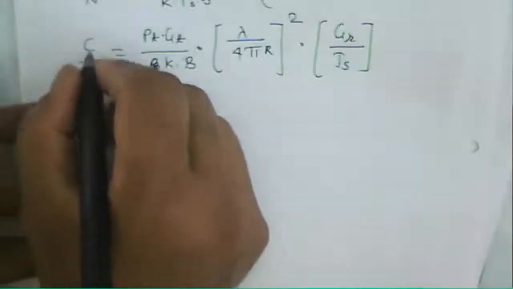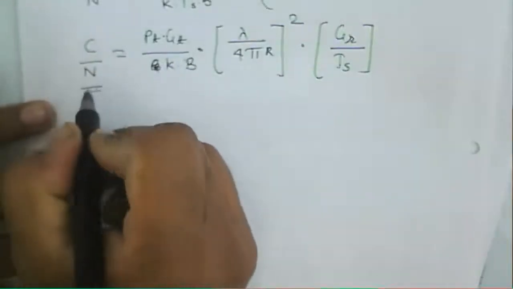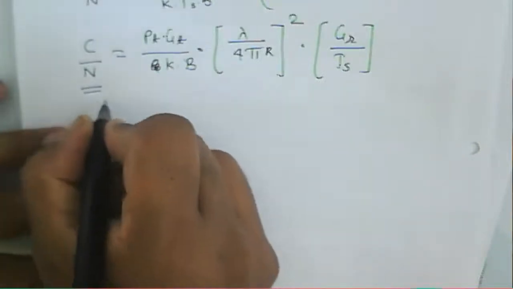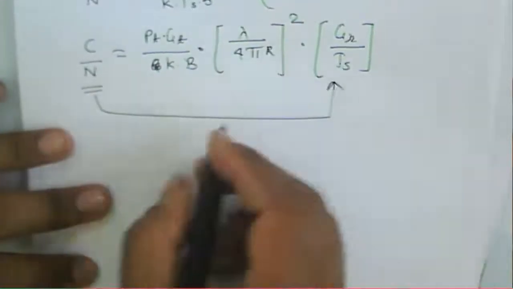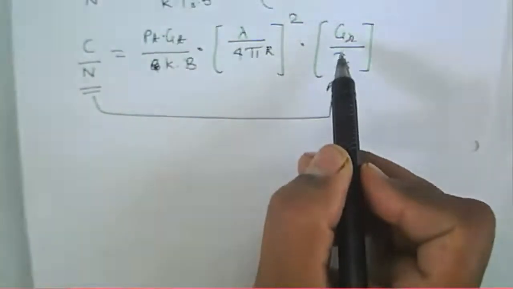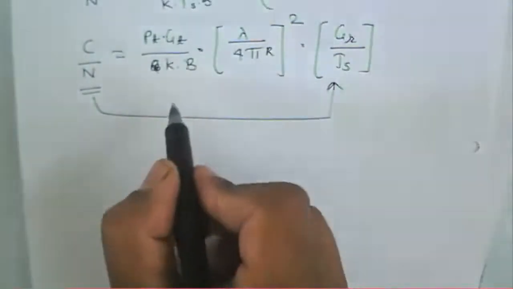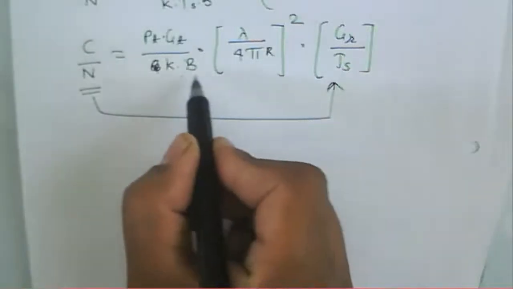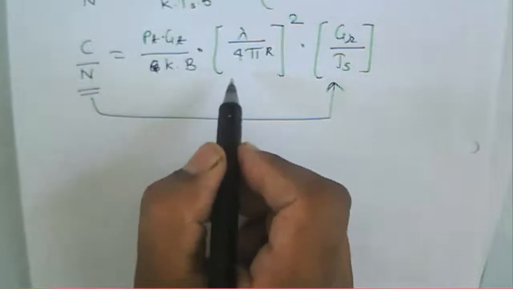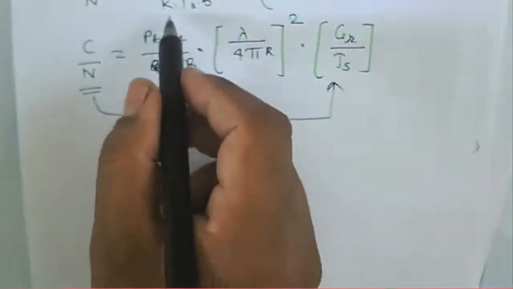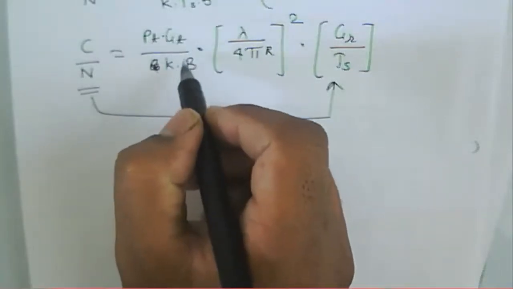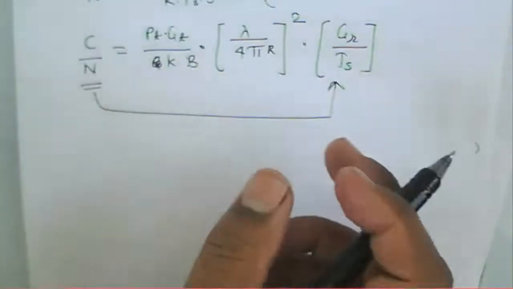So from this, you can see that the C by N ratio is nothing but what? It is a function of what? What will be the gain of the receiver and the system noise temperature. Now here all these terms are from the transmitting side. This one is the path loss, this one is the effective isotropic radiated power, and then the bandwidth and the Boltzmann constant.